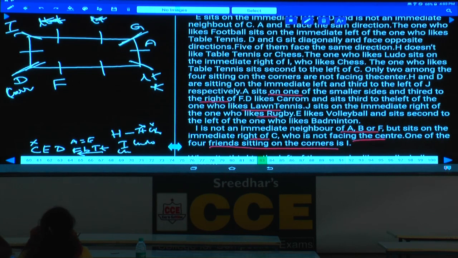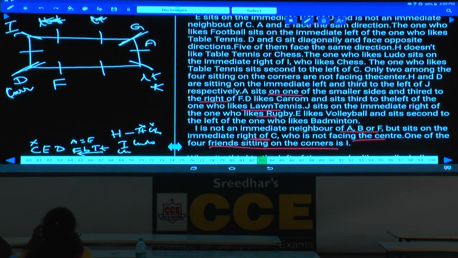Now let us come to this C. I is not an immediate neighbor but sits on the immediate right of C, and C is not facing the center. I and C are together, isn't it? C can be either here or here. There are 2 possibilities. And the next one, A, B, or F. I is not an immediate neighbor of A, B, or F but sits on the immediate right of C.